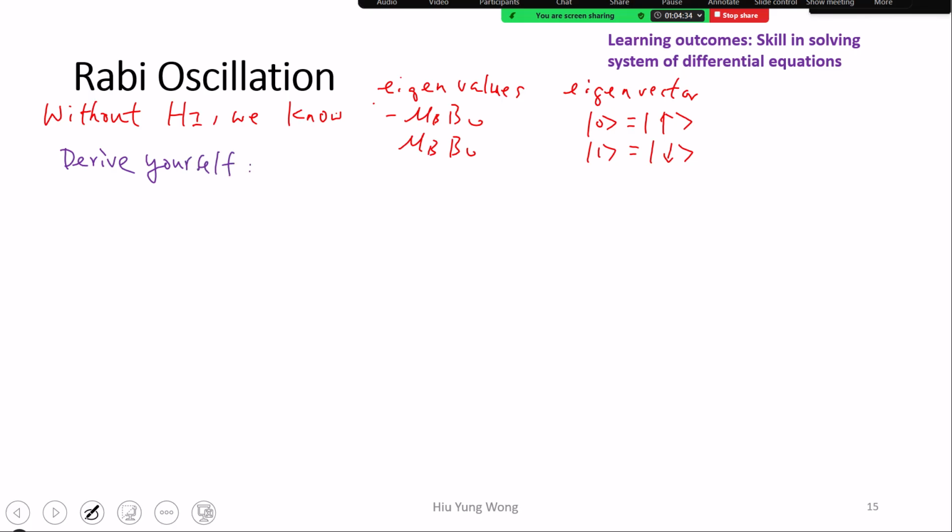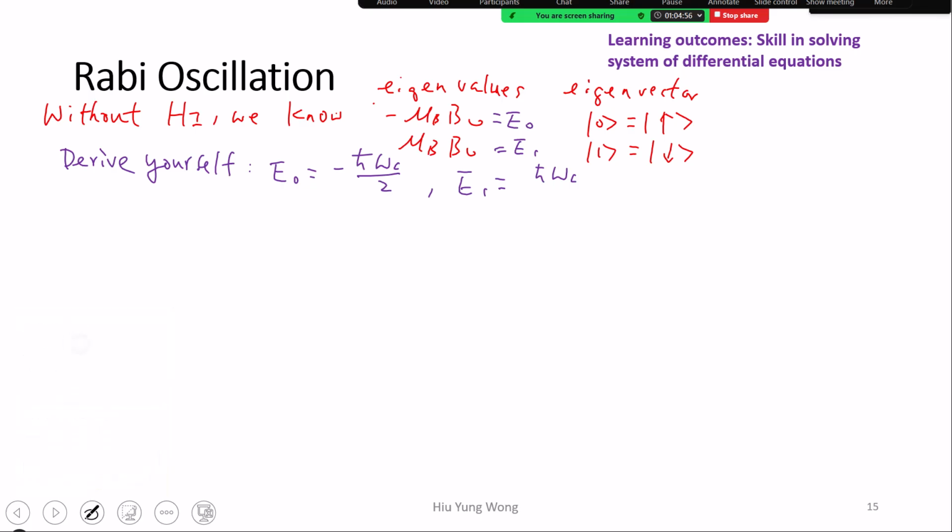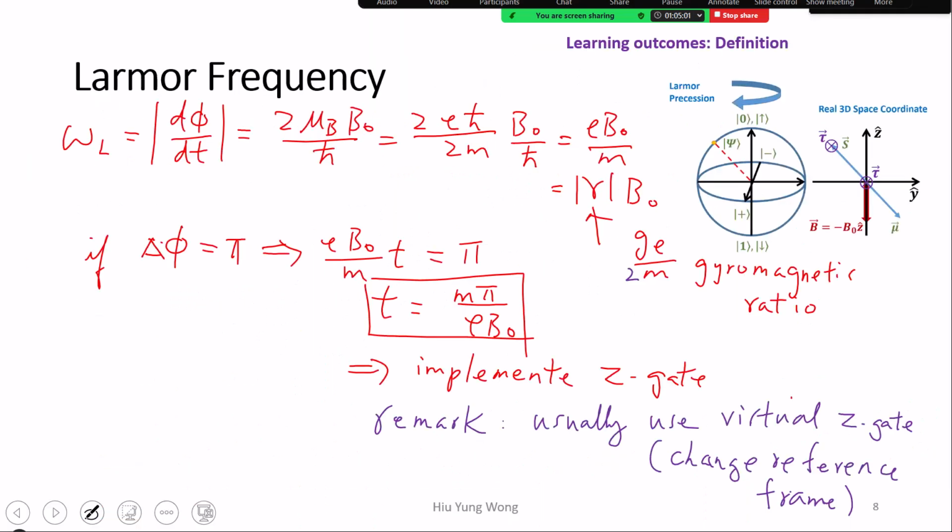Actually, if I call this E0, this E1, E0 is also equal to negative h bar omega L divided by 2. Omega L is the normal precession frequency. E1 equals negative h bar omega L, positive h bar omega L divided by 2. This is omega L, the normal frequency, equal to eB over m, right?